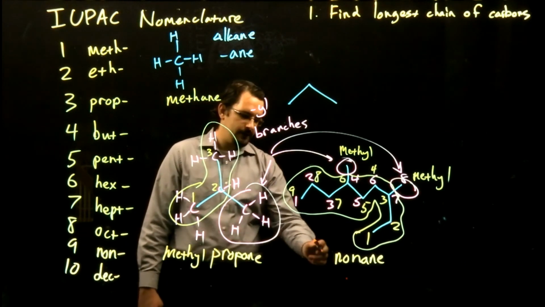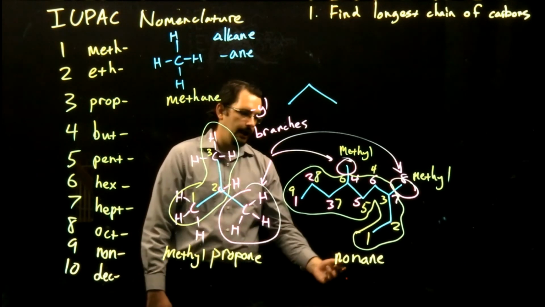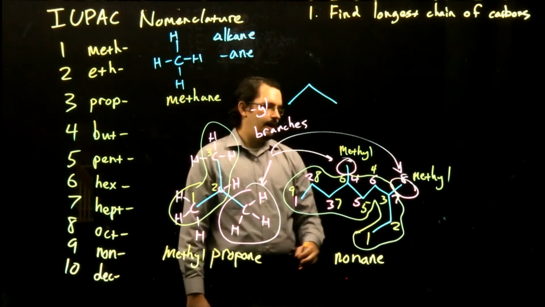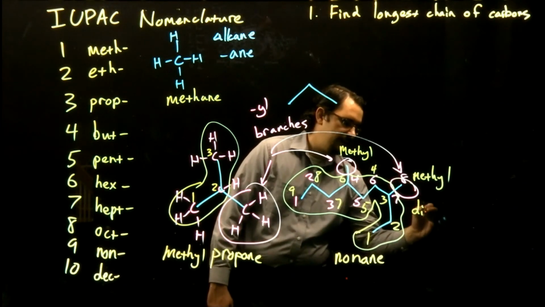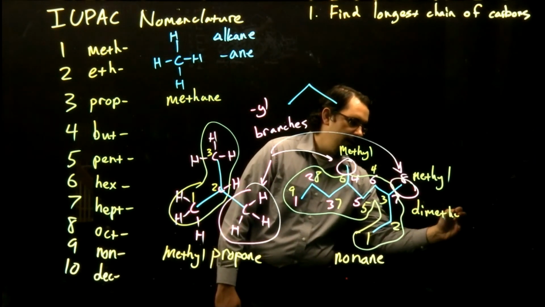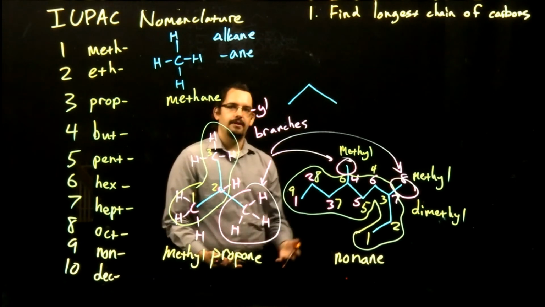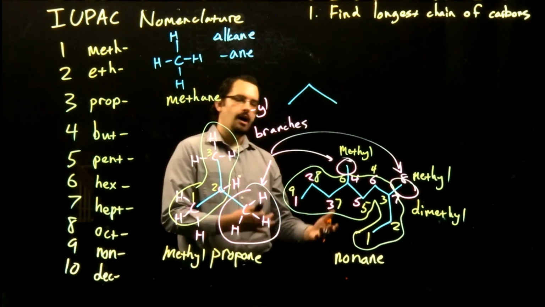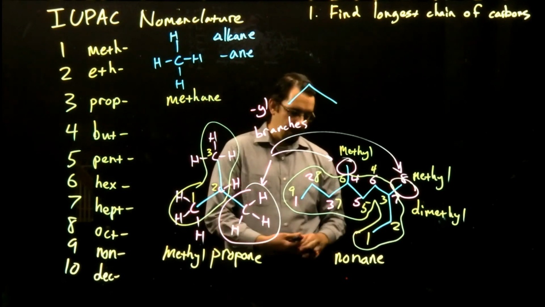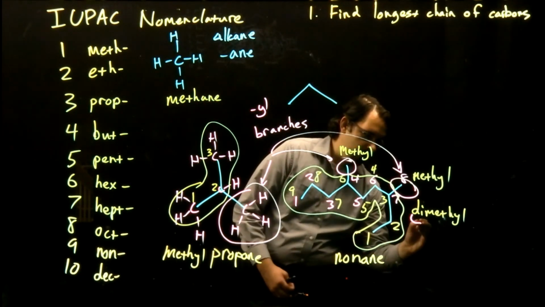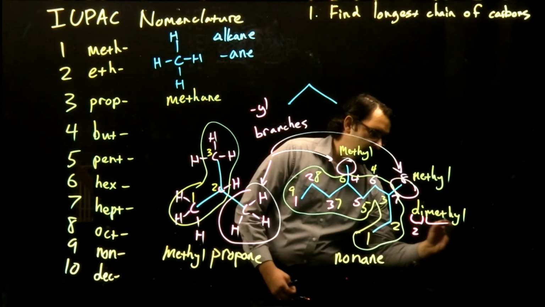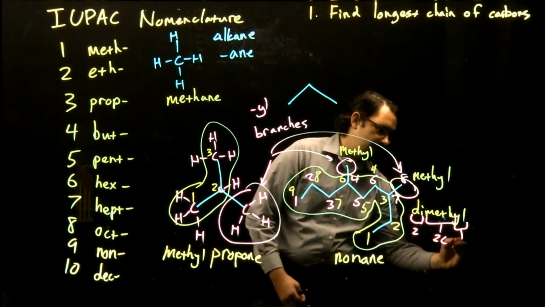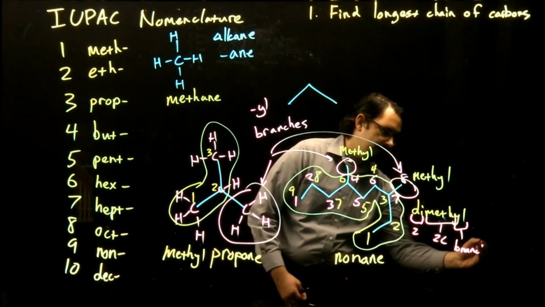Now I could just write those in here. I could say methyl, methyl, nonane, but that makes my name longer than it really needs to be. So instead what I'm going to do is just say dimethyl. Di, of course, is our common prefix for 2, indicating that we have 2 1-carbon branches. Di indicating 2, meth indicating 1 carbon, and of course our YL indicating that this is in fact a branch.